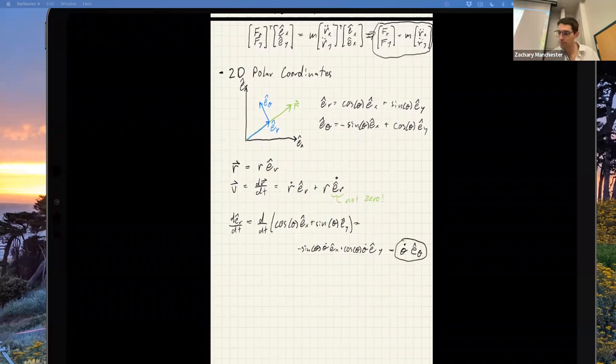And now, the game here is we're going to try to write down F equals ma. That's where we're going in polar coordinates. So we got to do this one more time. So now we're going to do the a. So I'm just going to hit this guy again.